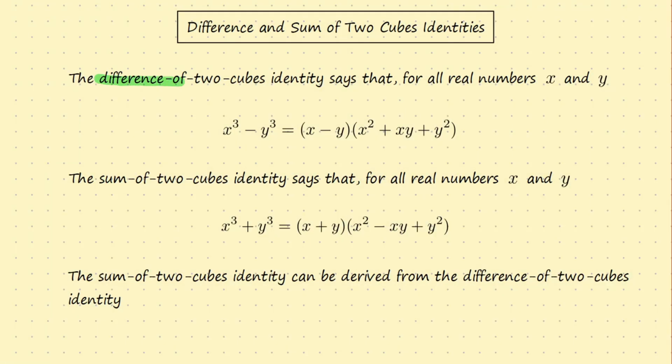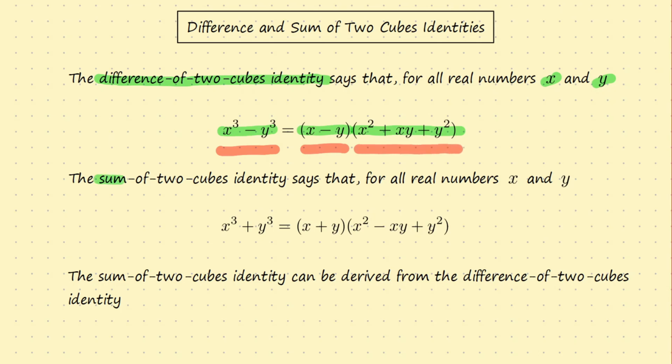The difference of two cubes identity says that for all real numbers x and y, x cubed minus y cubed equals x minus y times x squared plus xy plus y squared. So this identity allows us to factorize a cubic expression into the product of a linear term and a quadratic term.